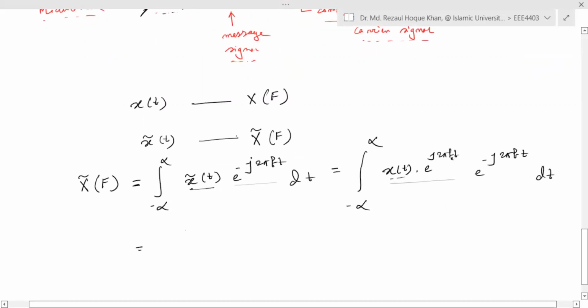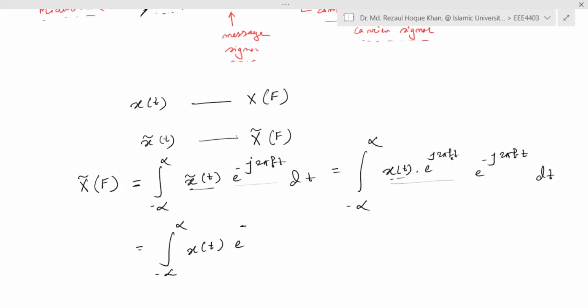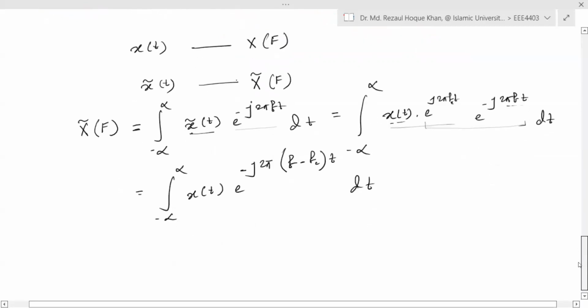We can write the integral from minus infinity to infinity of x(t) e to the power minus j 2 pi f, so I'm using this term earlier, f minus fc, t dt. We have just modified this to an exponential.